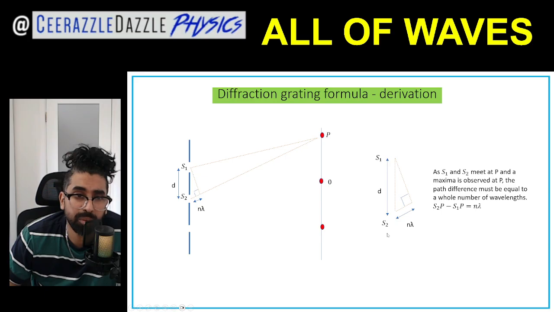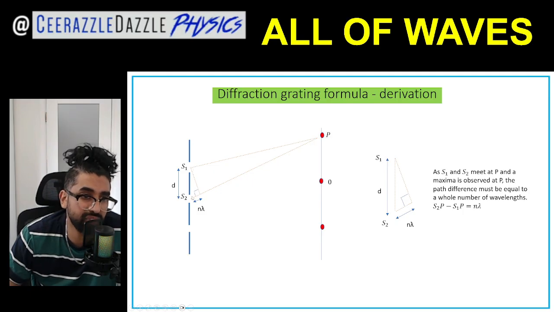Right, diffraction grating formula derivation. So here's the derivation if you want to know where it comes from. Let's say we've got slit 1 over here, S1, and slit 2, S2. We have a line drawn to the first maximum, not the central one, but either side of it, and from S2 to over there.